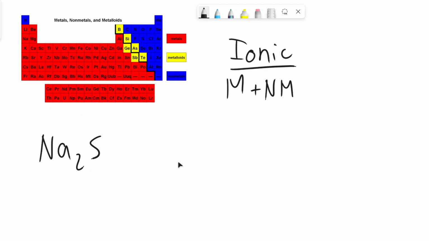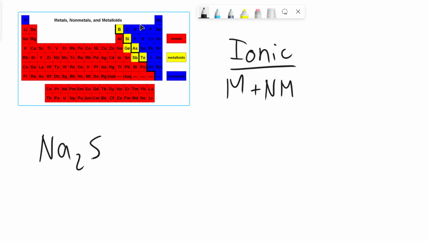How does this work? How do they bond? Well, first, you got to realize that sodium is a metal and sulfur is a non-metal, right? It's right there. Sodium has 11 electrons and it's in group 1, so it only has 1 valence electron, while sulfur has 6 valence electrons since it's in group 6. So what is so important about valence electrons? Well, they dictate the bonding properties of an atom and their chemical properties as well.